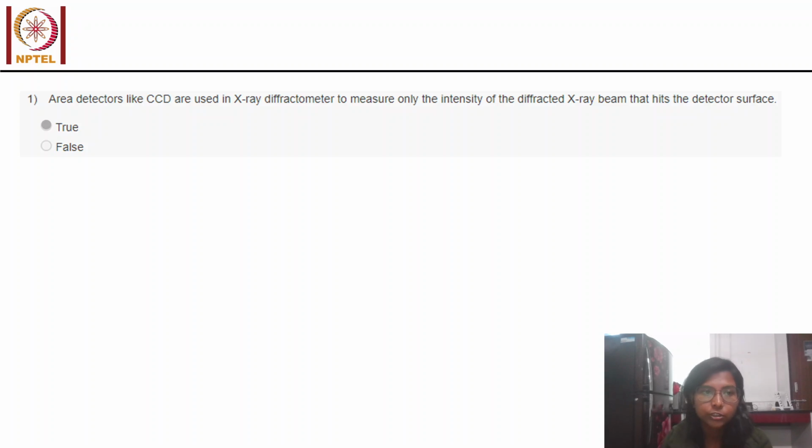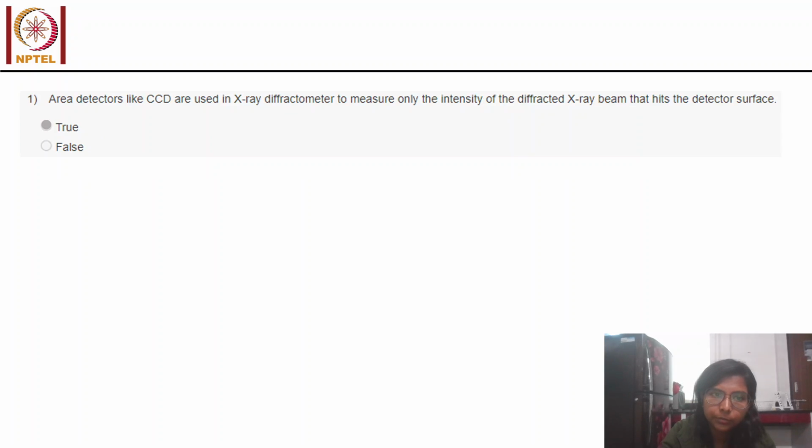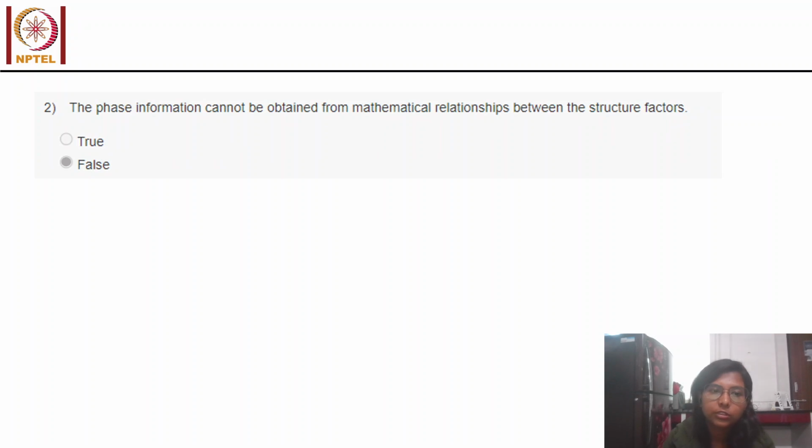So the first question was that area detectors like CCD are used in X-ray diffractometer to measure only the intensity of the diffracted X-ray beam which hits the detector surface. So this is true. Then I hope you know the meaning of CCD, right? Charge coupled device.